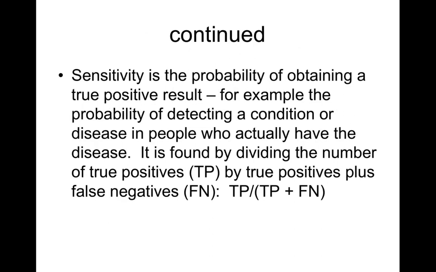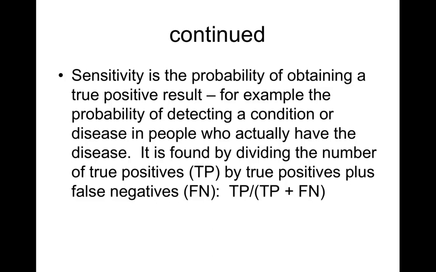Sensitivity is the probability that you obtain a true positive result. So when you make a measurement, let's say we're testing your blood for the hepatitis C virus. That's all over the news right now. So we're testing you for hepatitis C, and we do that by a blood test, and it comes back positive. A true positive would mean that you got a positive result and that you really do have hepatitis C.